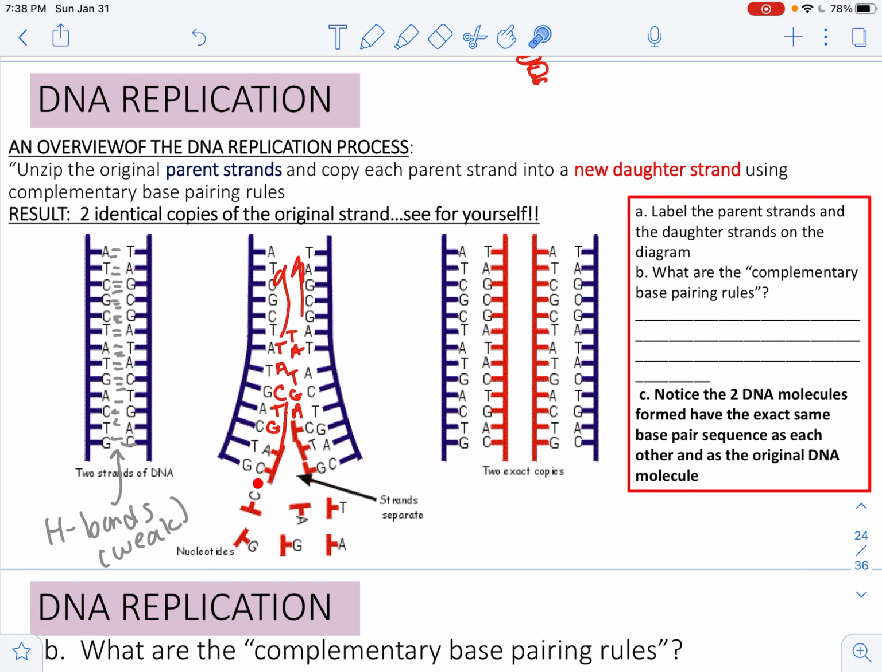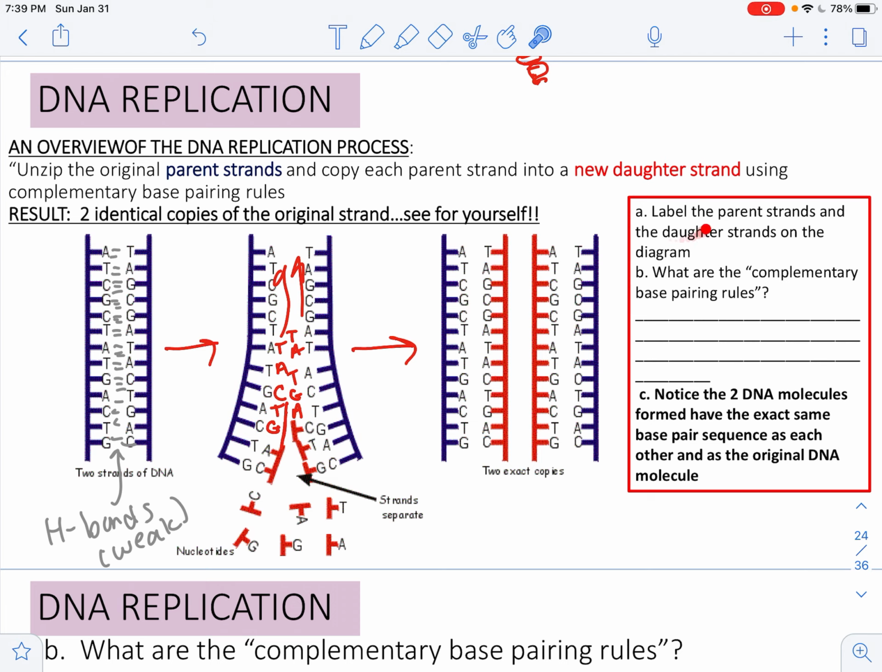By copying complementary base pairing to this left side, you're essentially getting what was on the right side. And same thing here. By reading the right side and using the base pairing rules, you're essentially getting what was on the left side. So this is the process of how you get it. Then you end up with this.